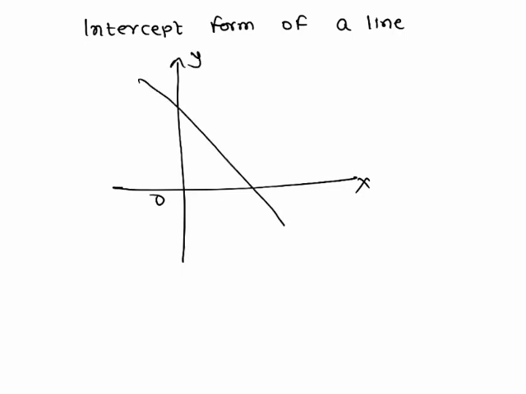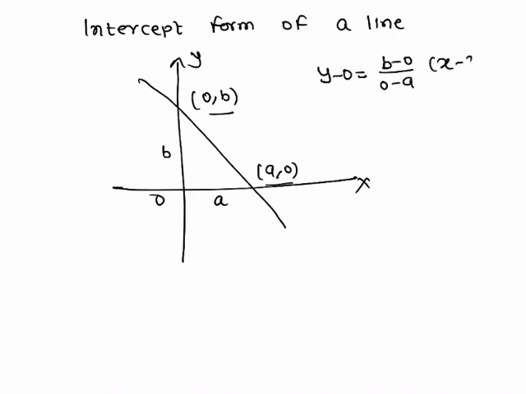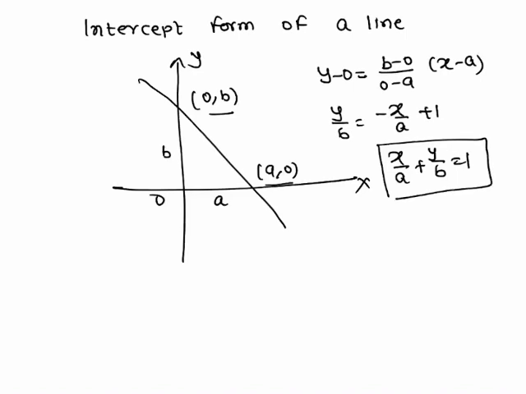So if a line intercepts the x-axis at point A, and the y-axis at B, these are the intercepts. So this length is A, this length is B. So this point will be (A, 0), this point will be (0, B). So we can use the two-point form also. y minus 0 equals (B minus 0) divided by (0 minus A) into (x minus A). If I simplify, y by B equals minus of x by A, minus minus becomes plus 1. So if I simplify, x by A plus y by B equals 1. So this is the intercept form of the line.